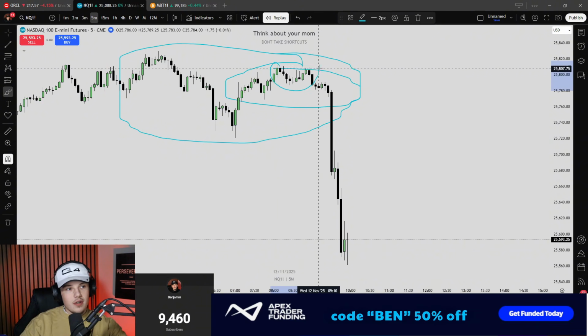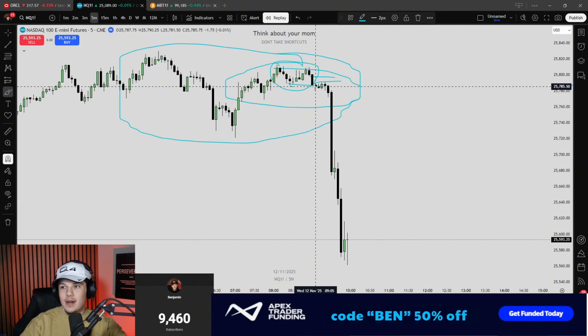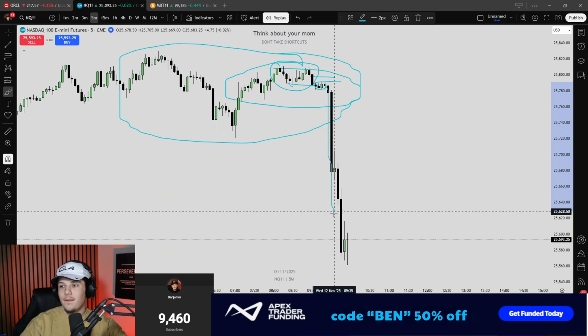Break of structure. High, low, failure swing, break of that low. And then what do we see in this break of structure? A fair value gap. What do we see price action do? Trade to the fair value gap and then trade lower.